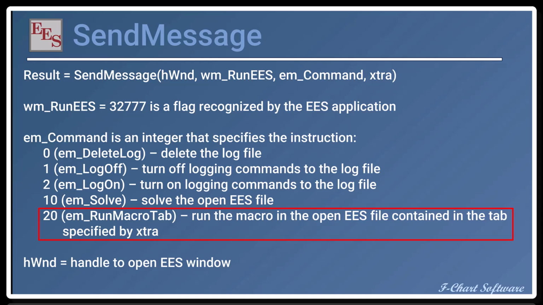The macro that will be run is going to be the one that has the tab number provided by the fourth parameter here, which is extra. So this parameter extra should be set to 0, unless you're using this last option, em command, or 20, in which case it should be set to the tab that contains the macro that you'd like to run when EES is called in this way.